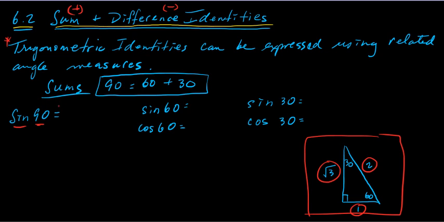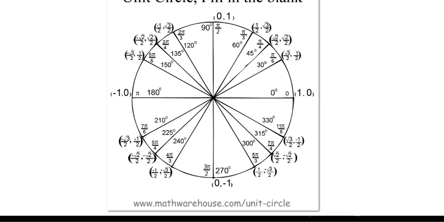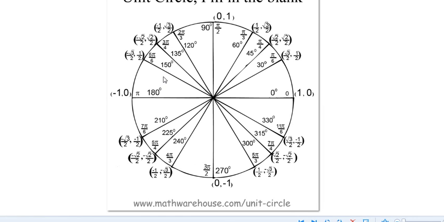So let's just do some exploration. Please get your calculator out. What is the sine of 90? You may remember the unit circle, which I have up here. And the sine of 90 degrees is right here. And do you remember which one of these is the sine of 90? The first one or the second one?